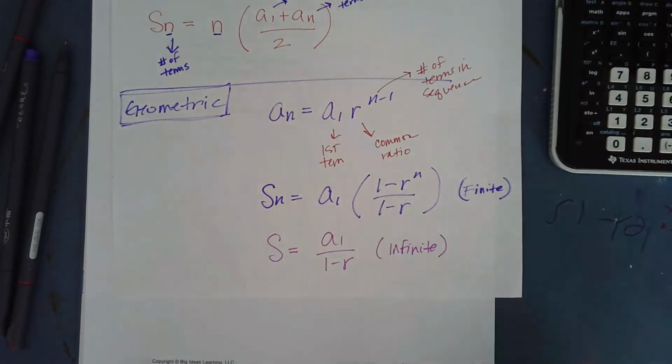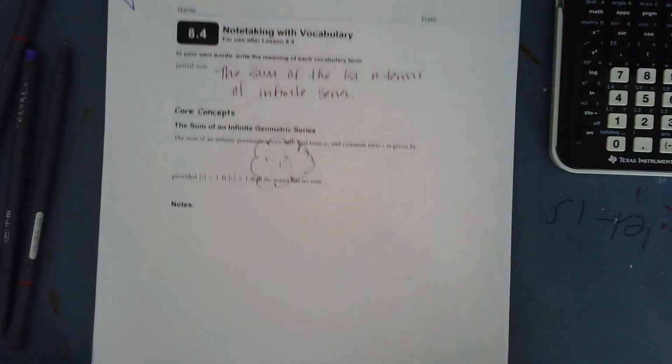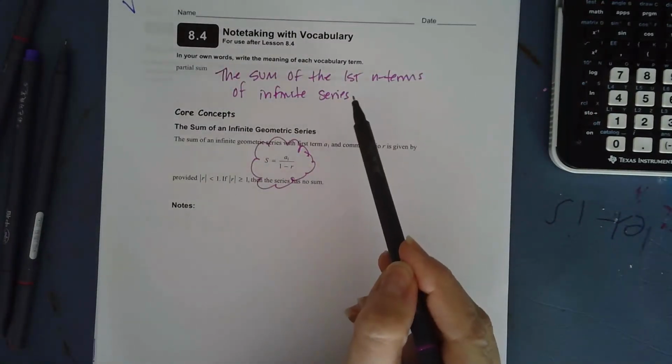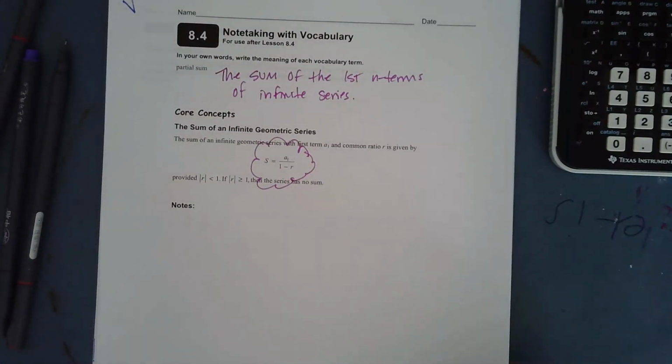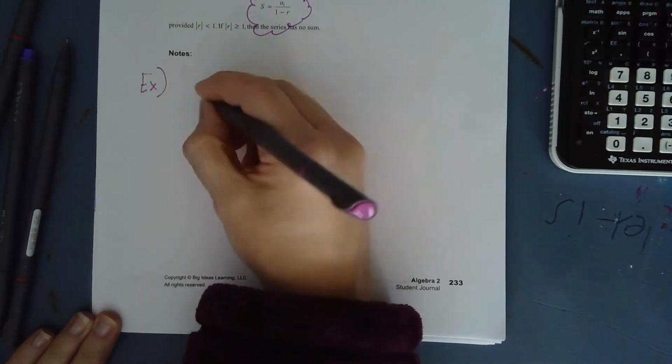We can always figure out a partial sum. That's what we were talking about in this first section. We can always figure out a partial sum, and that just means that we're adding up a certain number of terms in the series. But there are some ways to figure out the sum of an infinite series. Let me show you an example.